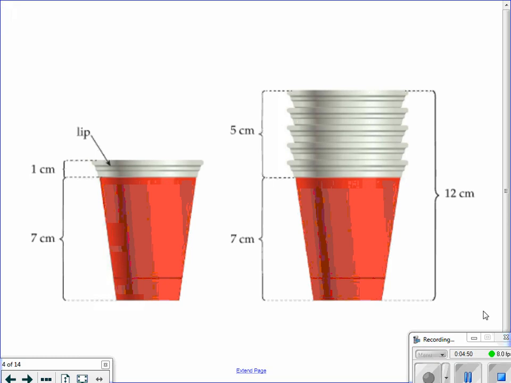Here's a picture of a problem we're going to do here in just a little bit, but on the left here you have one cup, and what it's showing you is that the height of the cup up to the lip is 7 centimeters. And then the lip of the cup is 1 centimeter. So on the right, they're showing you that when you stack up 5 cups, the height of that stack is going to be 7 centimeters for the height of the first one up to the lip. And then the 5 lips of the cup would make up the other 5 centimeters. So you would have a 12 centimeter stack when you stack each cup inside the other.